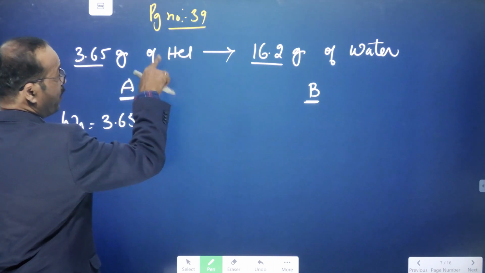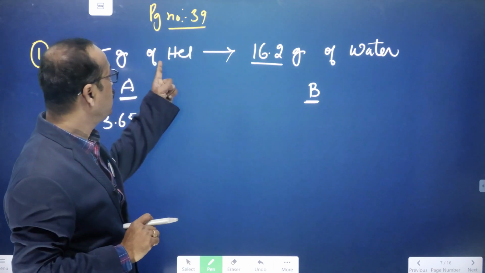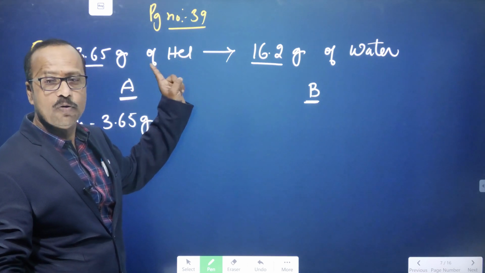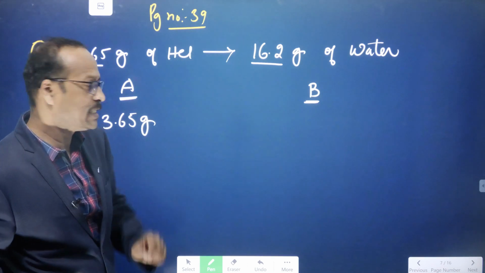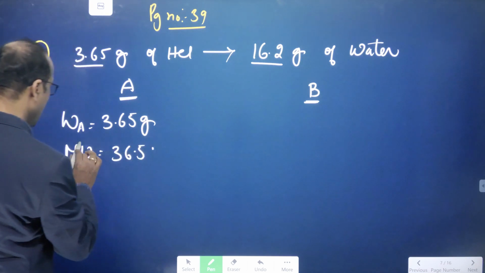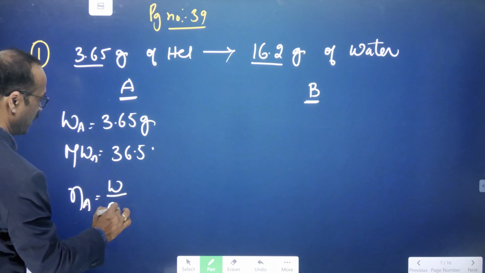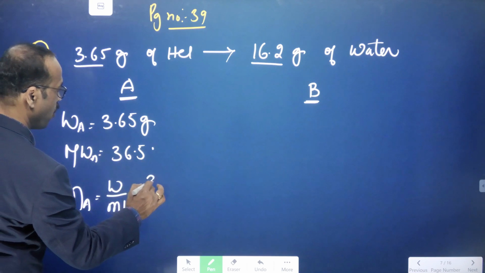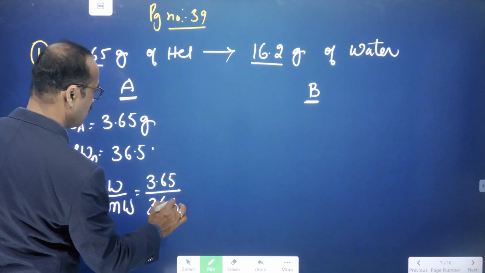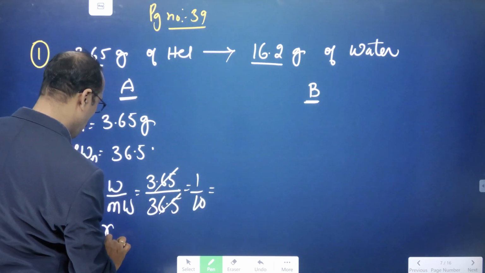Now the molecular weight of the solute is not given. You have to find it. Molecular weight is the sum of the atomic weights of all the elements. Hydrogen atomic weight is 1 plus chlorine is 35.5, so 1 plus 35.5 is equal to 36.5. Correct? Now number of moles is equal to weight by molecular weight. So 3.65 divided by 36.5, that is equal to 0.1.